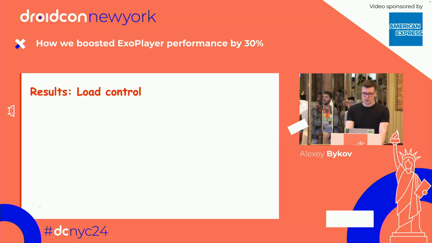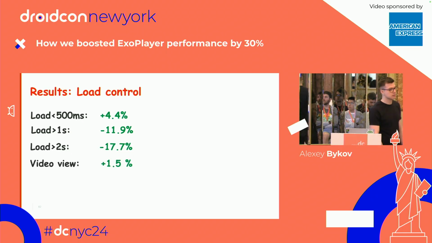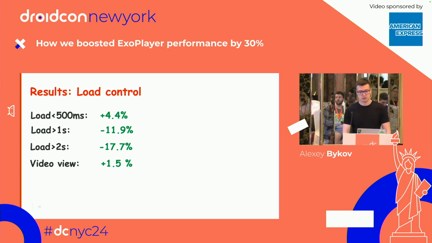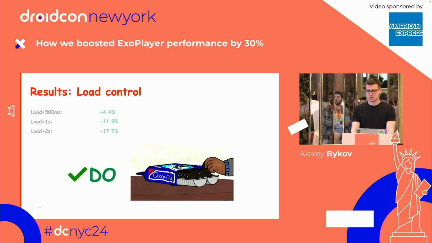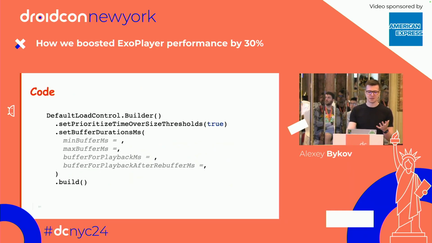What are the results? Basically, it was one of the most impactful experiments with video we ever conducted. Video load in 2 seconds reduced almost by 18%, which increased video views. Definitely do this. Also, keep in mind it sounds really complicated, but all it takes is to set those flags to the values, and it's just going to work. It actually took way more time to explore what it is and to experiment, rather than implement.